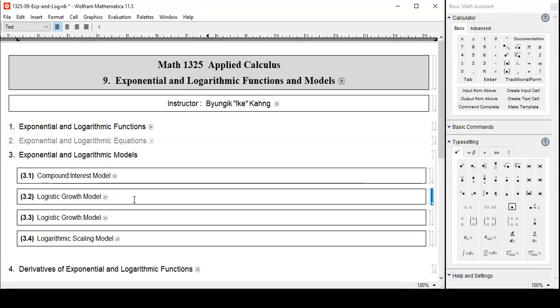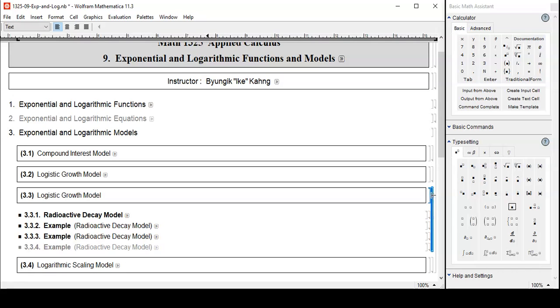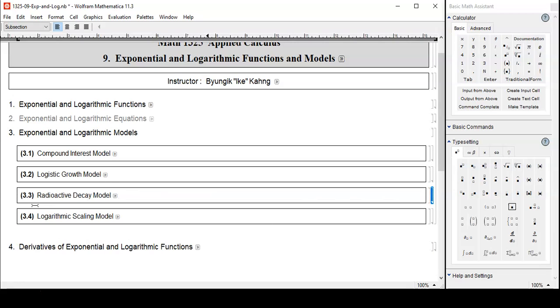Okay, we went through some logistic growth model, and why do I have another logistic growth model here? This is not a logistic growth model. It's a typo we are talking about. It's a radioactive decay model, so that's a different one. So sorry about the typo. 3.3 is talking about a completely different type of exponential model. So let's discuss 3.3 in a separate video.